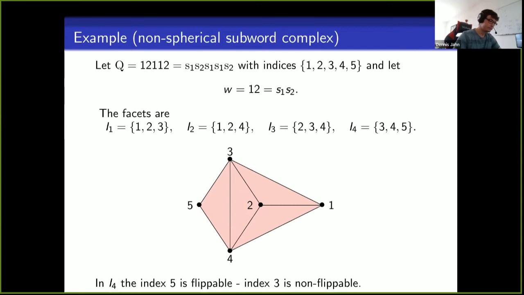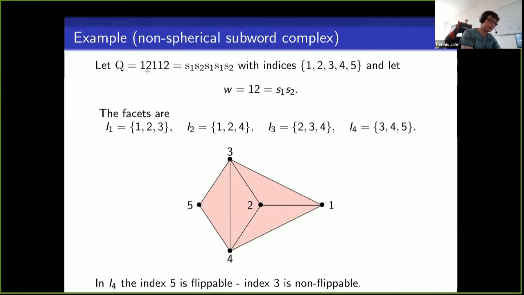Second example, if we just swap around these two letters at the end, we have the word 1, 2, 1, 1, 2, and we consider another element, in this case, W is 1, 2. We then have facets. If we want to search for reduced expressions of this element, we could, for example, take this last 2 here and then have 3 choices for 1.